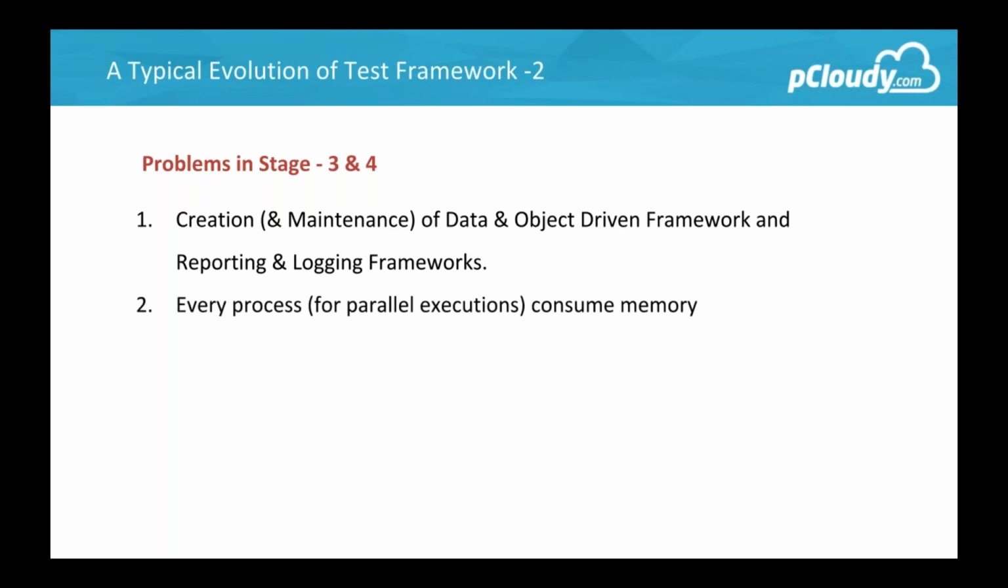So every process that we run in parallel executions consumes memory. What does this mean? Previously, in stage 3, we used to have a single Java process, java -jar, a single process. Now for parallel, if we want to execute our same script on Chrome, on Firefox, and on Internet Explorer, everything is running in parallel, but now there are 3 Java processes. If every Java process consumes 50 to 100 MBs, it should be around 300 MBs for 3 processes.